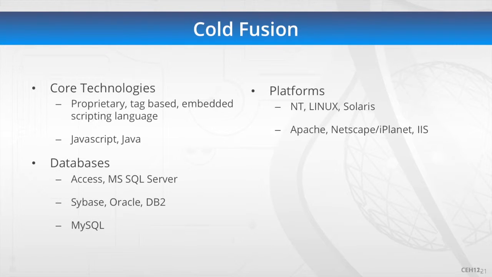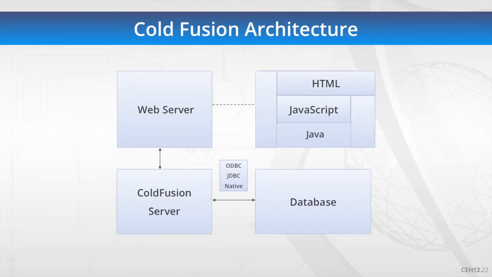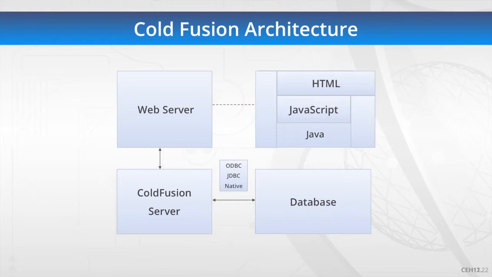Okay, Cold Fusion. The core technology is the tag-based structure. It's an embedded scripting language. It sits around JavaScript and Java. The databases are a variety of databases and a variety of platforms. If you look at the Cold Fusion architecture, it looks almost exactly the same. Here, let's switch back to PHP. Instead of PHP CGI, the Cold Fusion server, when it talks to the databases, requires that you either have an ODBC or a JDBC native communication between them. That's the only thing that's different. Everything else fits the same. It's going to spit out HTML, Java, and JavaScript.